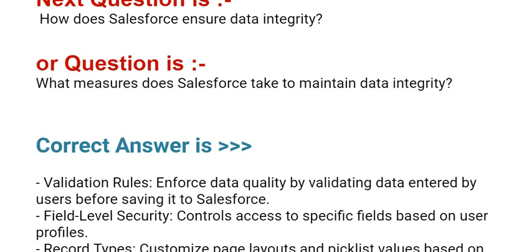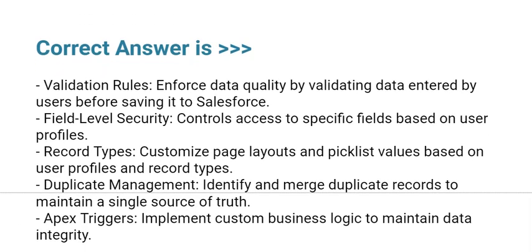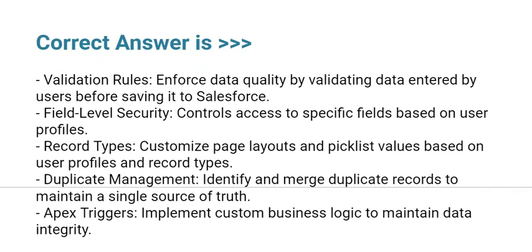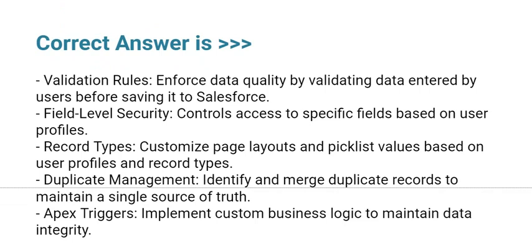Field level security controls access to specific fields based on user profiles. Record types customize page layouts and picklist values based on user profiles and record types. Duplicate management identifies and merges duplicate records to maintain a single source of truth. Apex triggers implement custom business logic to maintain data integrity.